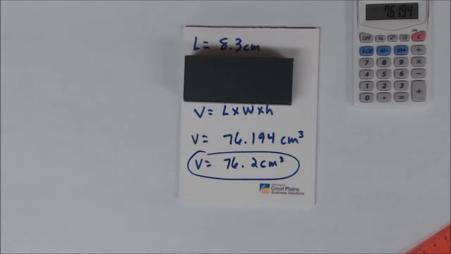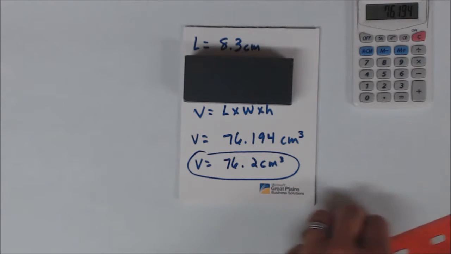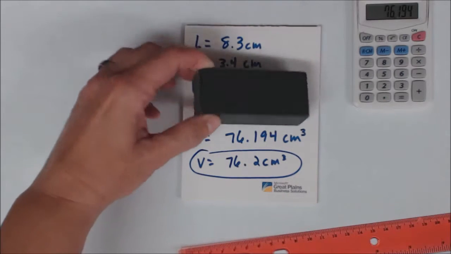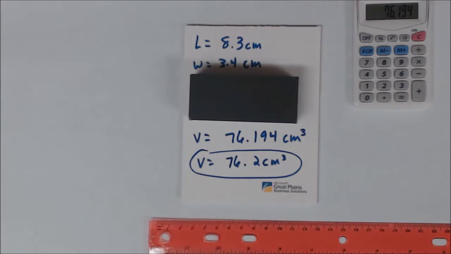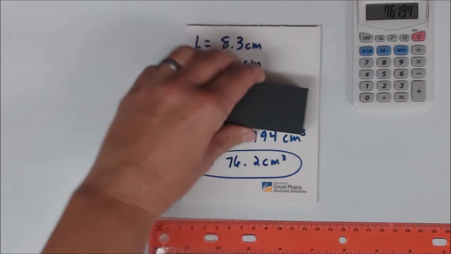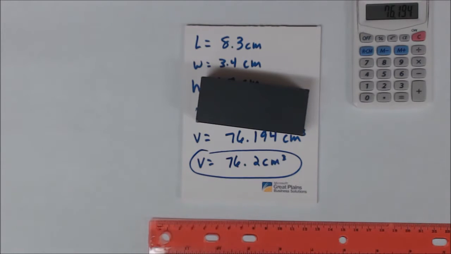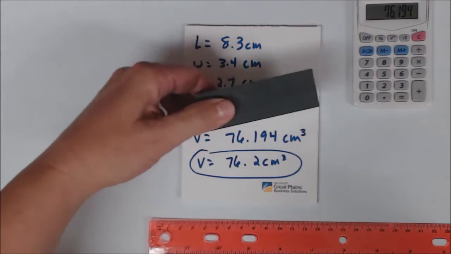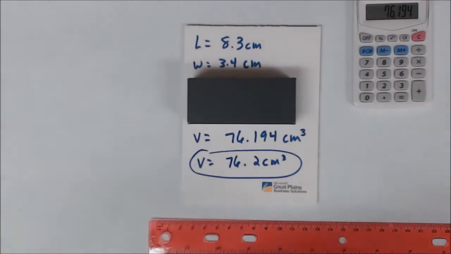All right, there you go. That's how we measure volume using a metric ruler for an object that's easy. In this case, it's sort of a rectangular or cubic object. So when I come back, we will actually be looking at finding the volume for objects that are irregular, that can't easily be measured with length times width times height.